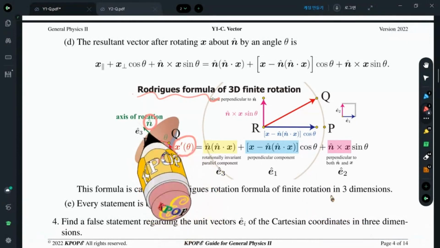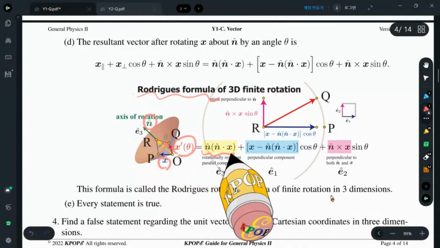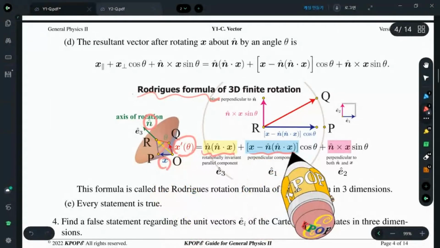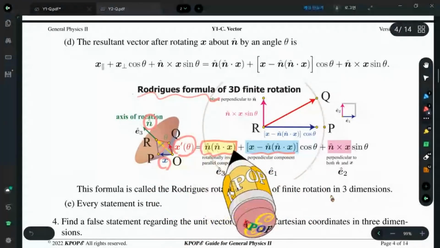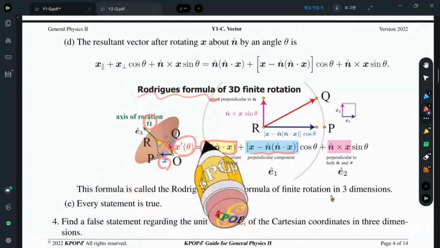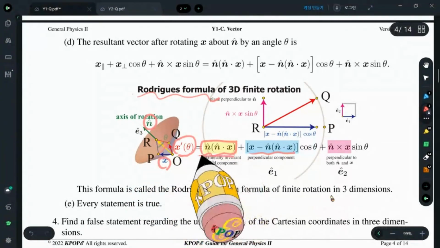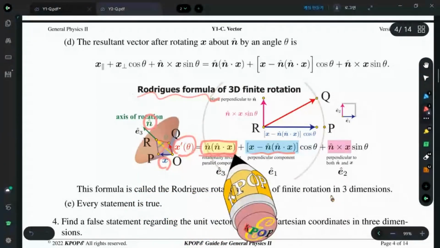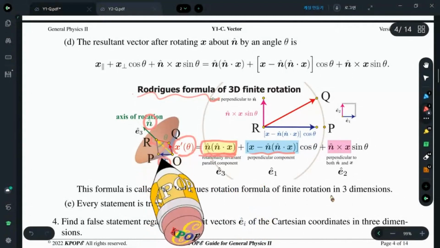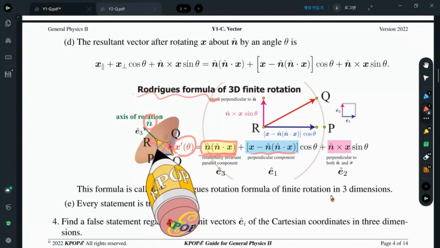We first find the parallel component along n hat is this, and the perpendicular component is this. The parallel component is invariant under the rotation about n hat because n hat transforms into n hat itself. So it is invariant. It doesn't change at all. However, the perpendicular component relative to n hat varies.